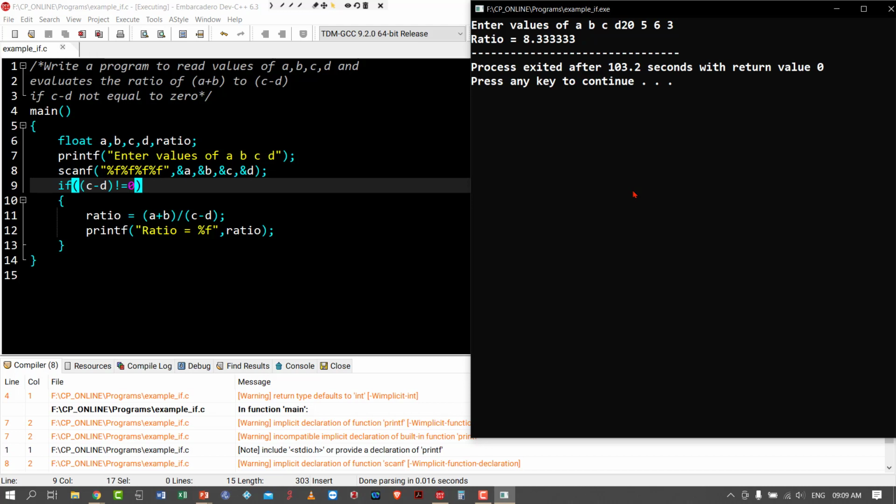Sorry, 20 plus 5 is 25. 25 by 3 is about 8.333, because 24 by 3 itself is 8, then 1 by 3 is 0.333. So this is the ratio. Is it clear?